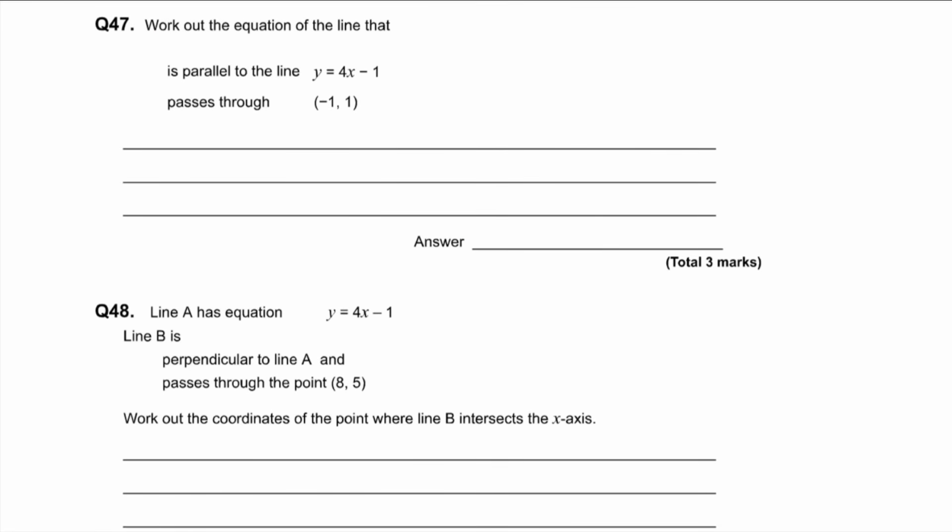Question 47, work out the equation of the line that is parallel to the line y equals 4x minus 1 and passes through minus 1, 1. Okay, well if it's parallel, it's going in the same direction, and if it's going in the same direction, it has the same gradient. So my new line is going to have the same gradient as the old line. So m is going to be 4. So then the equation is going to be of form y equals 4x plus c, where c is the y-intercept.